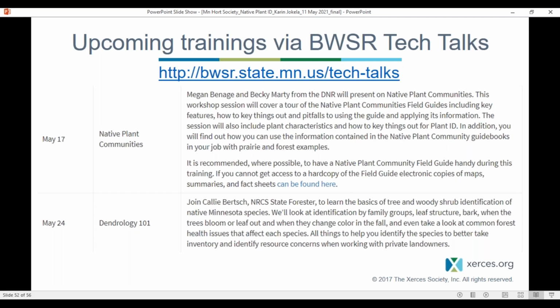And then, since I didn't really go over any native plant identification for woody species, nor did I do too much for woodland type species, the Dendrology 101 might be another good way to learn some of the basics of tree and woody shrub identification. It's a cool platform too. As a participant, you actually get to interact on the screen of the person presenting. It's designed so that you learn a lot and you participate a lot.